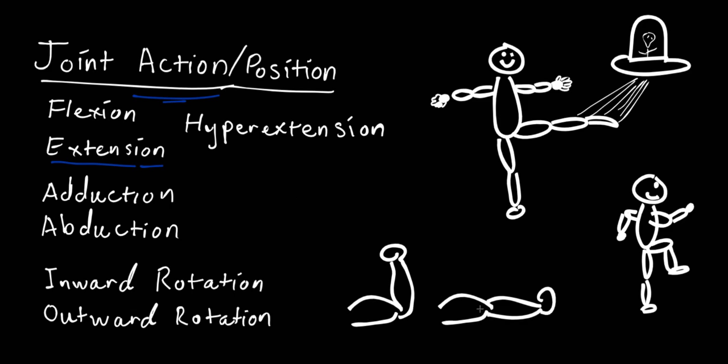So anything other than this single point of extension, anything other than this position of extension is a position of flexion. But we can have actions of flexion or extension going either way. Hyperextension is possible primarily at the knee joints and at the elbow joints, depending on your ligament and bony structure.